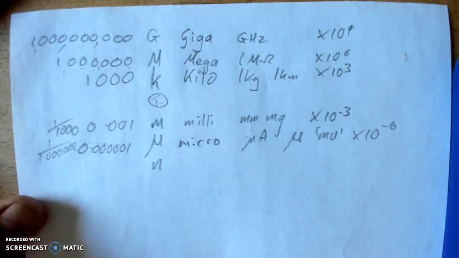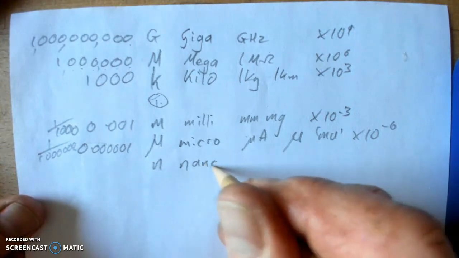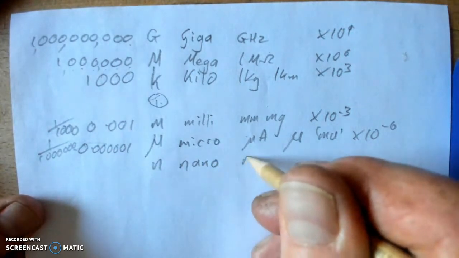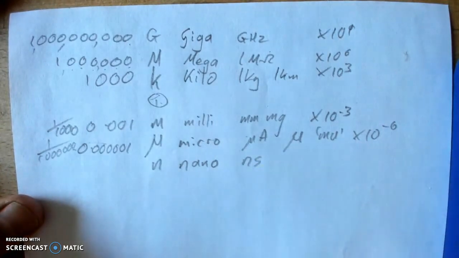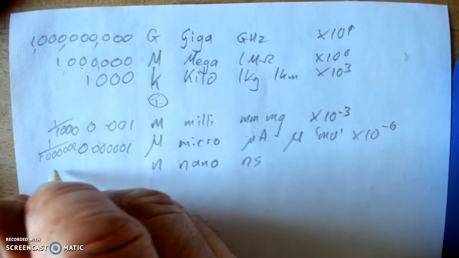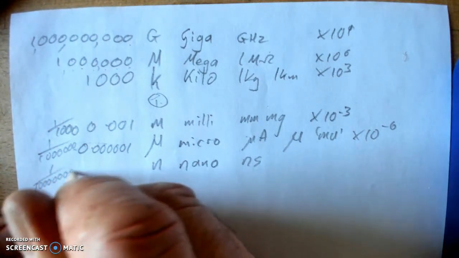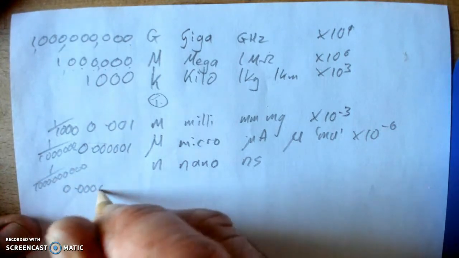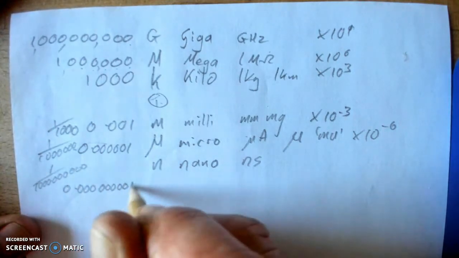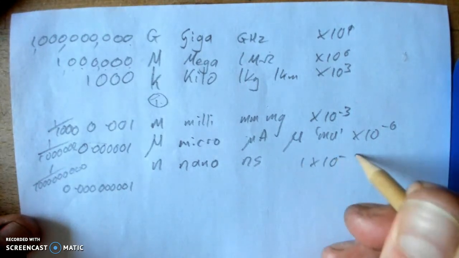The last one's even smaller, which is nano, and nano is just a small n, and that could be ns for nanoseconds, and that's a billionth. So 9 zeros, or 0.000000001. And again, it makes sense to use times 10 to the power minus 9.